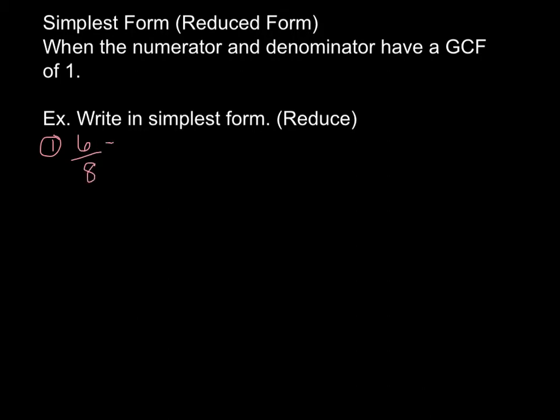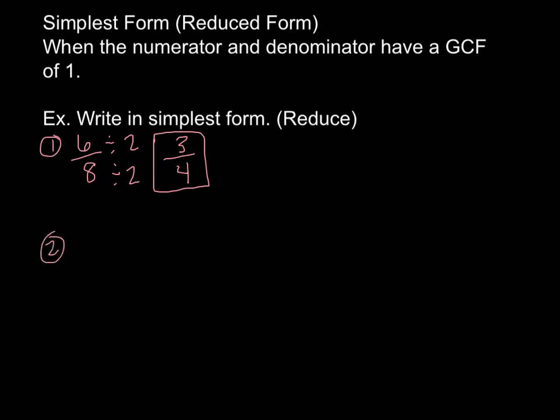Okay, so I know 2 goes into both of them. So I would get 3/4. So our greatest common factor between the two is 1, so 3/4 is our answer. That is in simplest form. There is no other number I could divide 3 and 4 by that would get it to be a smaller number. Let's try another one.